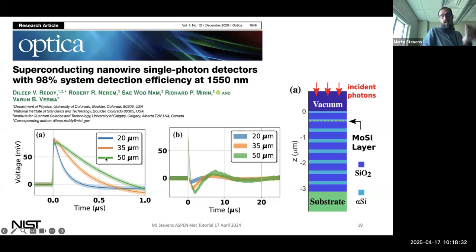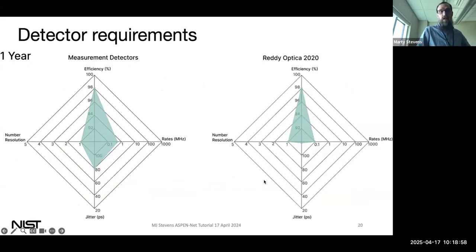But what you can see here is that with the larger size, the voltage pulses that come out are just longer. They take longer to recover. And you can see here, zoomed out over really long time scales, even after 20 microseconds, this detector is not ready again. So this is like, what is this, 500 kilohertz or something like that count rate. So it's really not going to be great for very high speed operation.